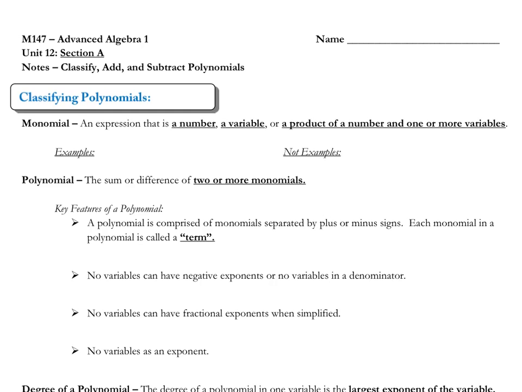So the first thing we're going to do today is talk about classifying polynomials, which actually is somewhat of a review for you guys. Remember that a monomial is an expression that is a number, a variable, or a product of a number and one or more variables. So, for example, 3x squared would be a monomial. 4 would be a monomial because that's just a number. And y to the fifth would be a monomial. Something that would not be would be 3x plus 2, because that is classified differently.